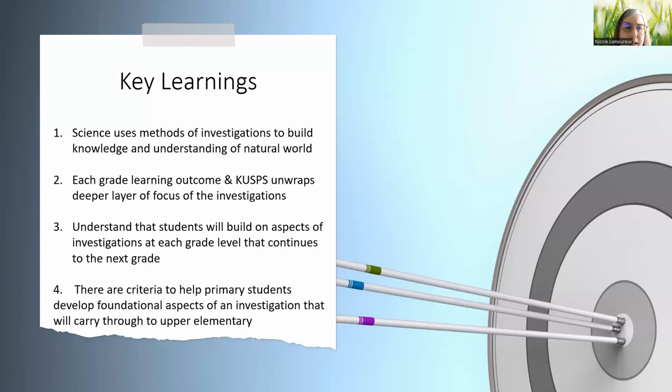So thinking about the key learnings that I'd like you to take away today is that science uses methods of investigations to build knowledge and understanding of the natural world. Each grade learning outcome and cusps unwraps a deeper layer or focus on the steps or procedures in the investigation. And understand that students will build on these aspects of investigations at each grade level as they continue on to the next grade. And finally, that there are criteria and there are certain expectations on these skills that are foundational that we can develop and hone in on, especially in primary, to get them ready for upper elementary.